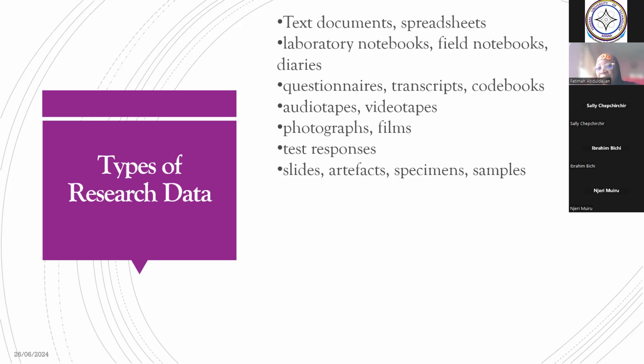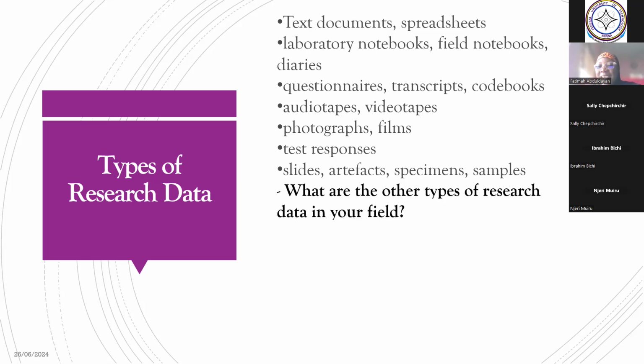For those in chemistry, for instance, chemical engineering, they do a lot of laboratory experiment. So research data for them would be in form of laboratory notebooks, field notebooks, diaries. Okay, then other forms of data are like transcripts, code books. Computer scientists, they do a lot of coding. And then you have audio tapes, videotapes, slides, artifacts, specimens, and samples.